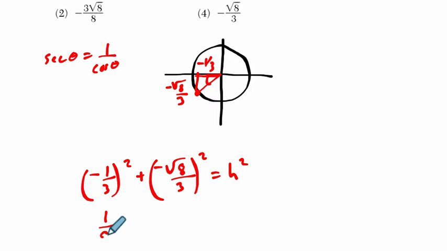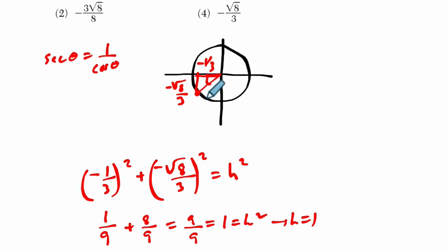(-1/3) squared is 1/9. This squares to a positive as well, 8/9, because this √8 squared is 8, and 3 squared is 9, and that equals 9/9, which equals 1, which equals the hypotenuse squared. So the hypotenuse is 1, but we should have known that because it's a unit circle, and the hypotenuse is always 1.